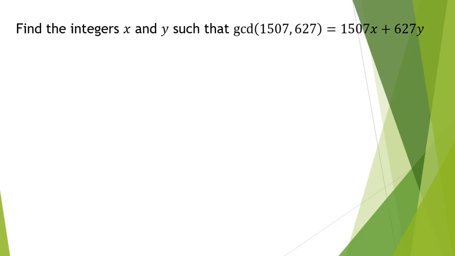Then you need to solve for each non-zero remainder. Then you sort of work your way backwards through the Euclidean algorithm, substituting those remainders back in until you get 1,507 times some number plus 627 times some number. Once you've found those numbers, those are your x and y values. So press pause here. Try to solve this problem on your own. Once you're done and you think you have it, press play, and we'll see if you are correct.